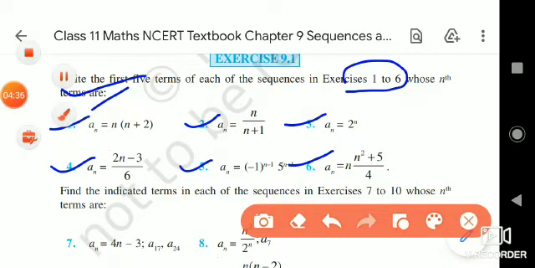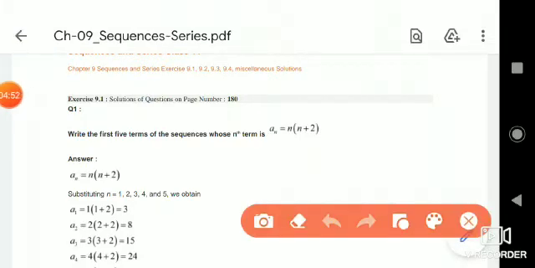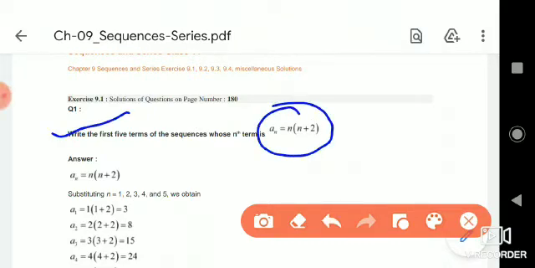Let me begin with the first example from Exercise 9.1. Write the first 5 terms of the sequence AN equals n into n plus 2. Since we want the first 5 terms of the given sequence whose nth term is AN equals n into n plus 2, the values of n are n equals 1, 2, 3, 4, 5.